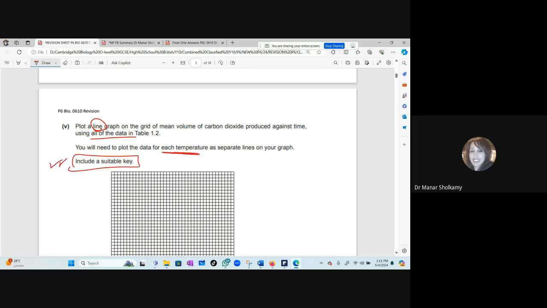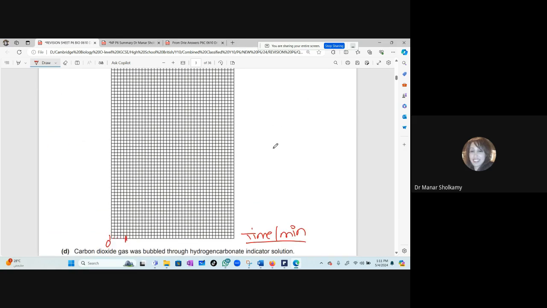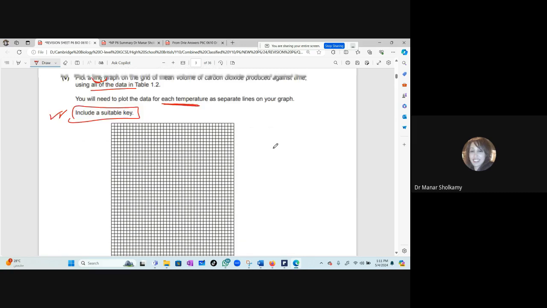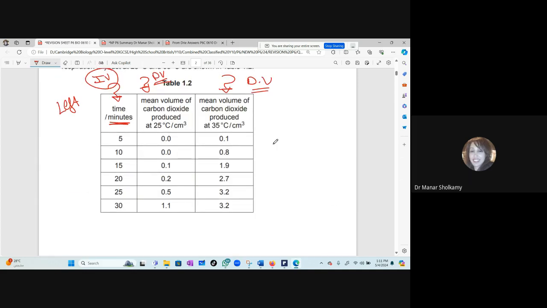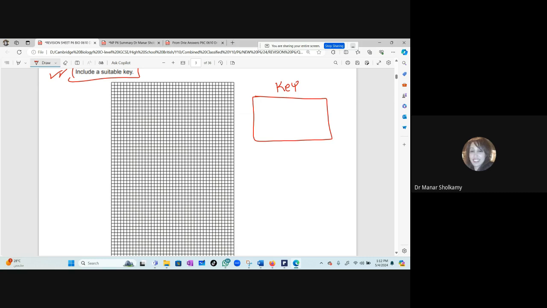They're nice and they reminded you to include a key, but sometimes they don't remind you. So this means that you will plot 2 graphs on the same grid. If you plot 2 graphs on the same grid, you have to provide a key. You have to make a box, and this will be your key for both graphs. For example, the mean volume of carbon dioxide produced at 25 degrees Celsius and at 35 degrees Celsius in centimeters cubed. So you will make, for example, a line that is connected with x's. This is for the 25 degrees Celsius, and a line connected with a dot inside a circle. This is for 35 degrees Celsius.